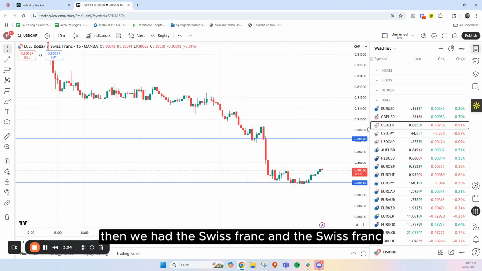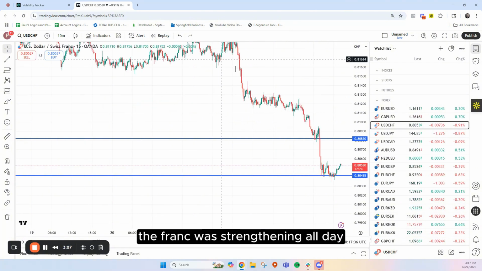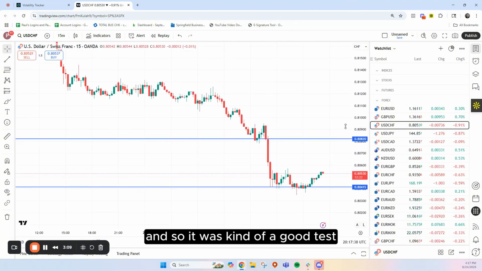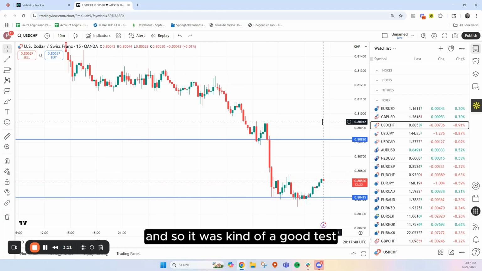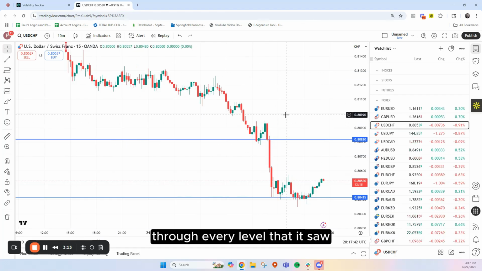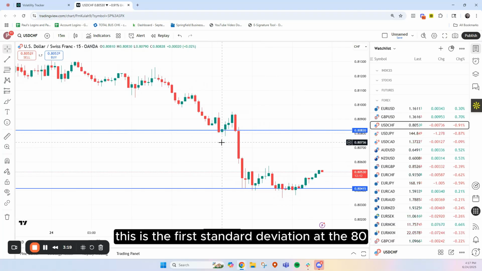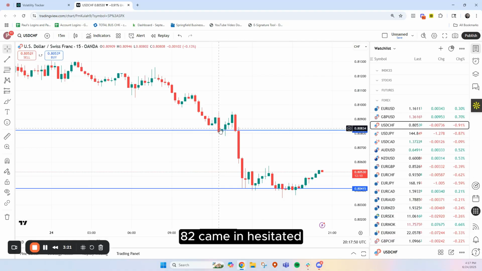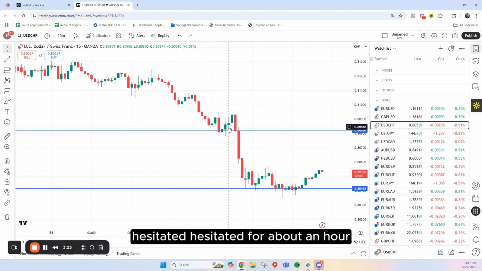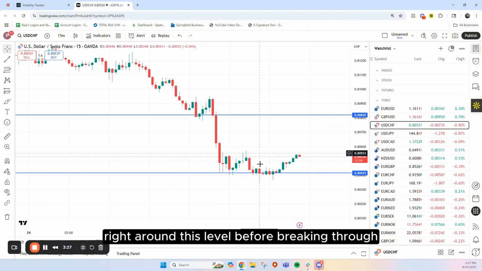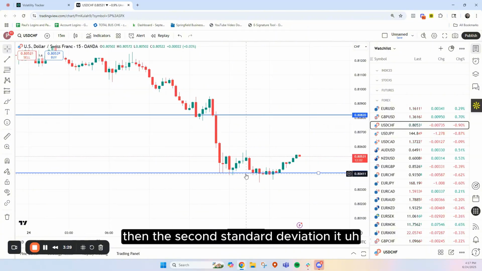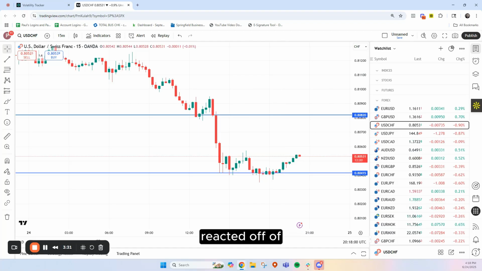Then we had the Swiss franc, and the franc was strengthening all day, so it's a good test because it was just slicing through every level that it saw. And here are the two standard deviation levels. You can see this is the first standard deviation at the 80.82, came in, hesitated for about an hour and a half right around this level before breaking through. And then the second standard deviation, it reacted off of.